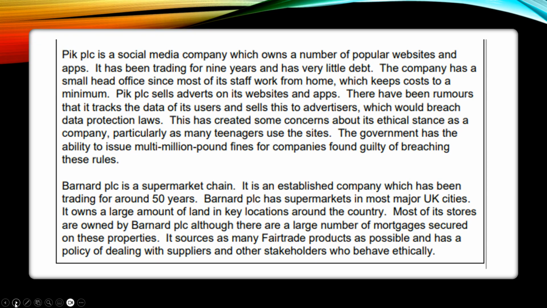Although the fact that they're linked to properties means that there's some security there. It sources as many fair trade products as possible and has a policy of dealing with suppliers and other stakeholders who behave ethically. So that obviously is going to be good for their brand reputation.